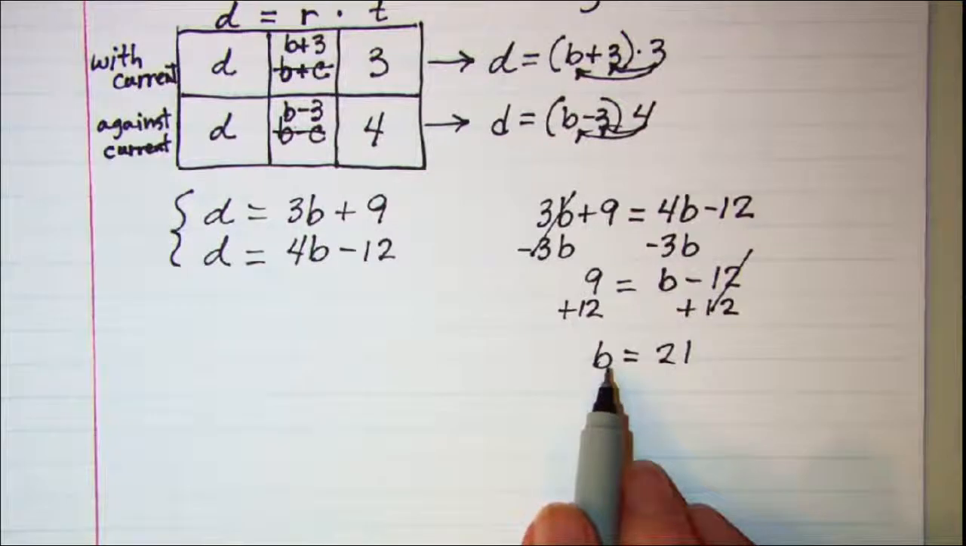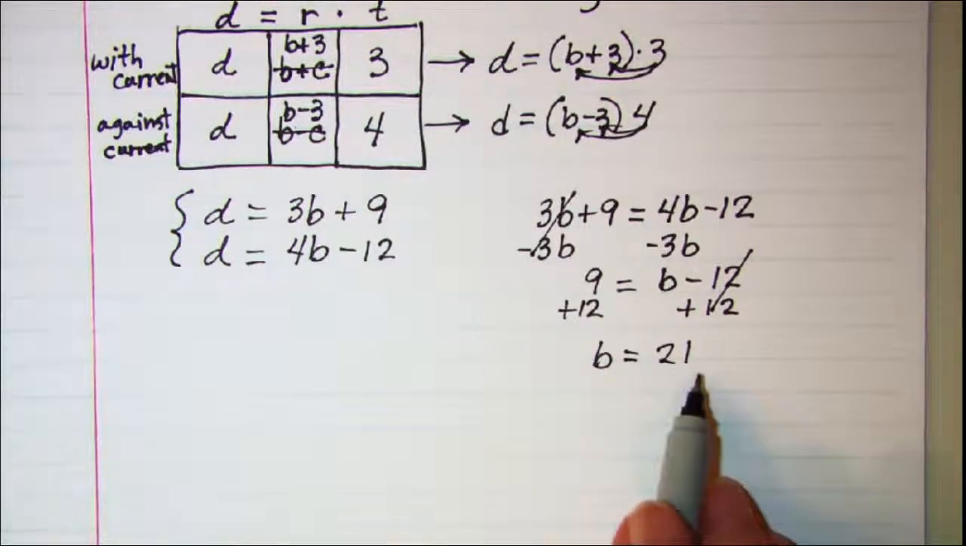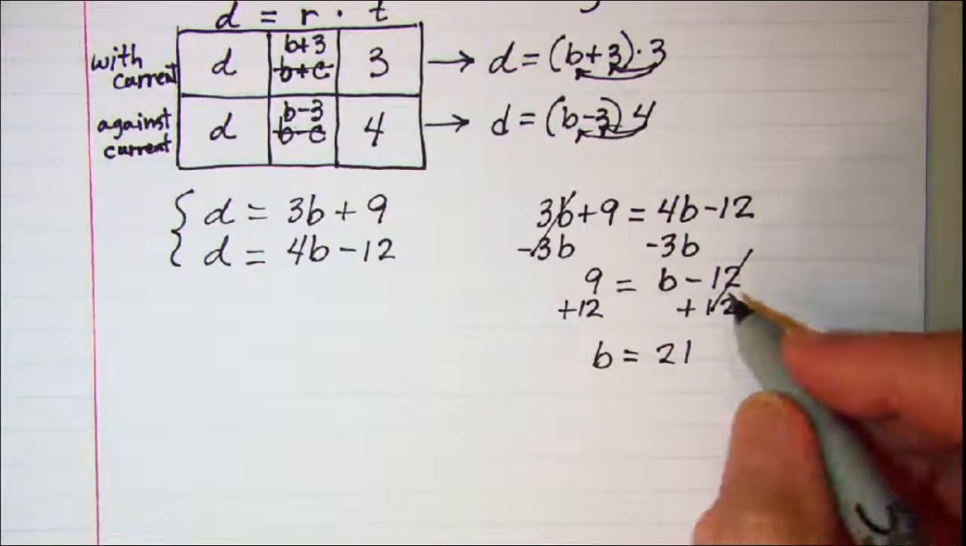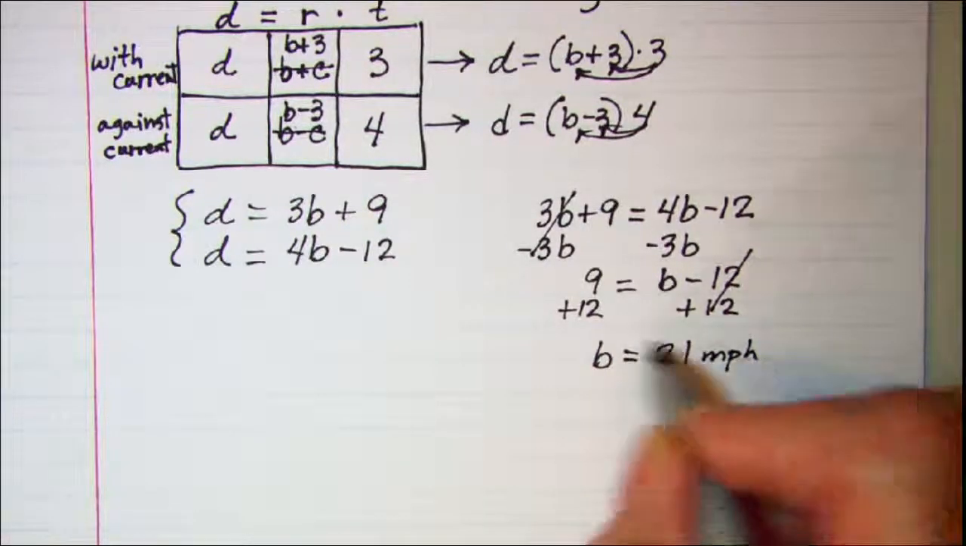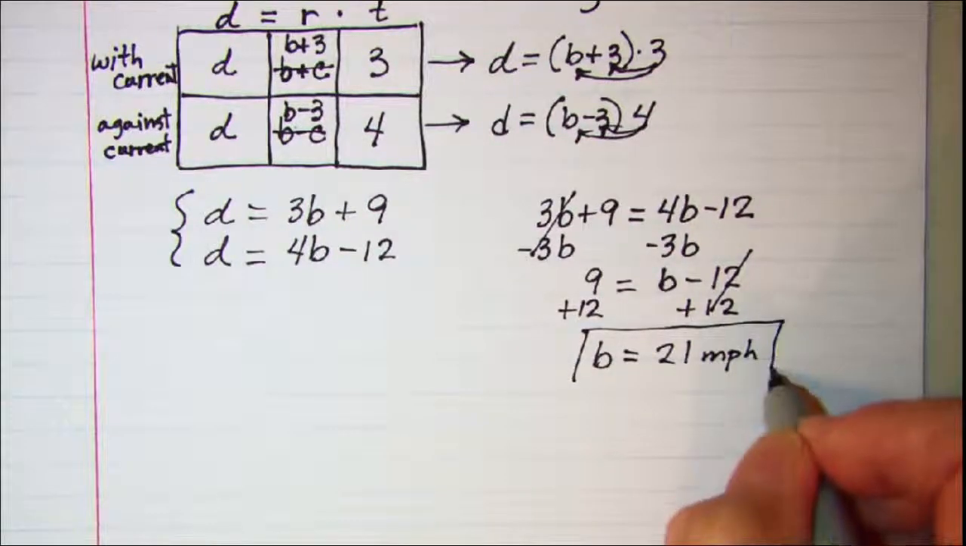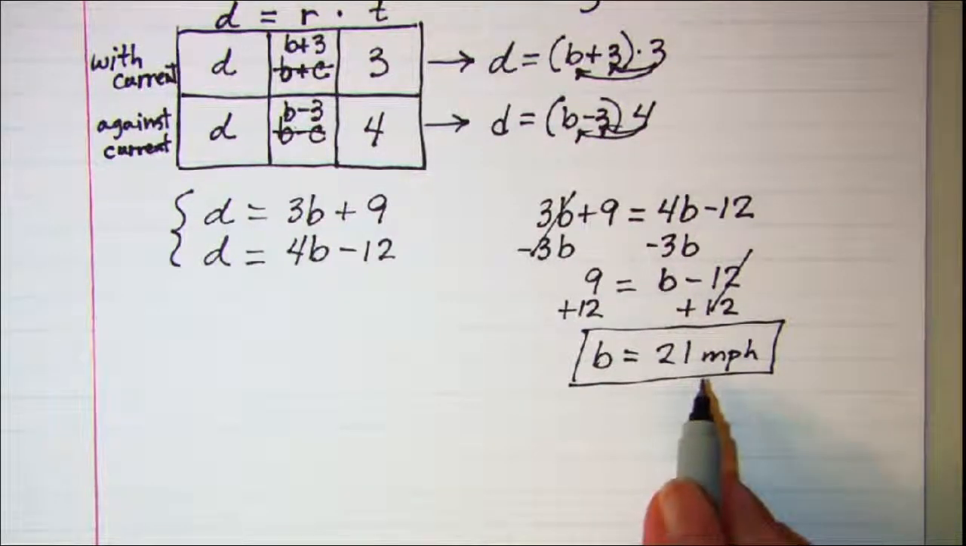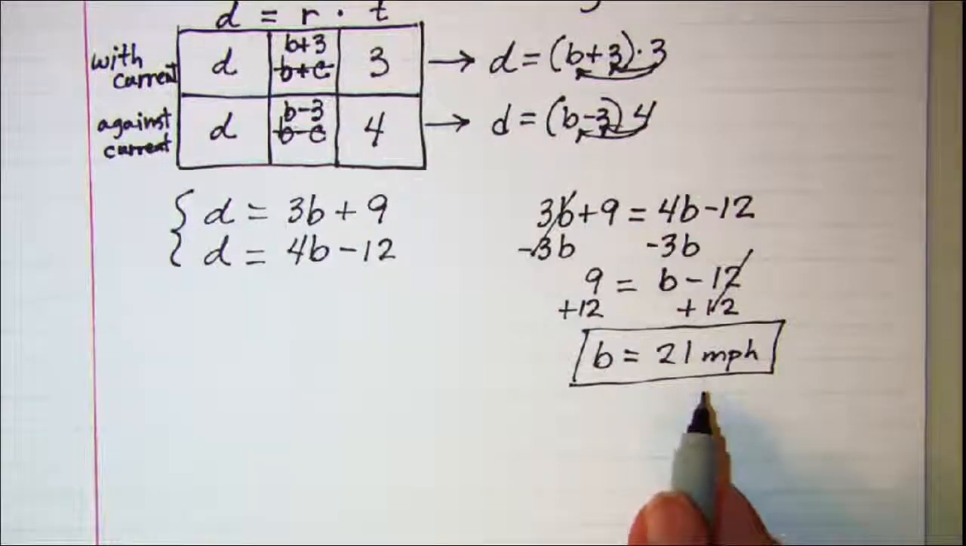Now B stands for the rate of the boat in still water, and so I'm dealing with miles per hour. So this is the label on this answer. My boat can travel 21 miles per hour in still water.